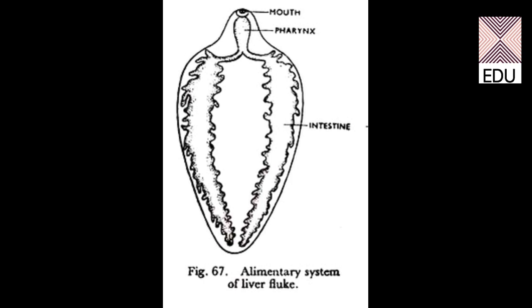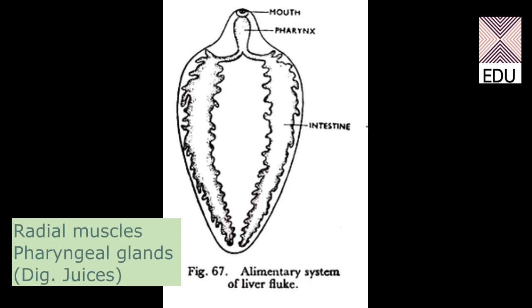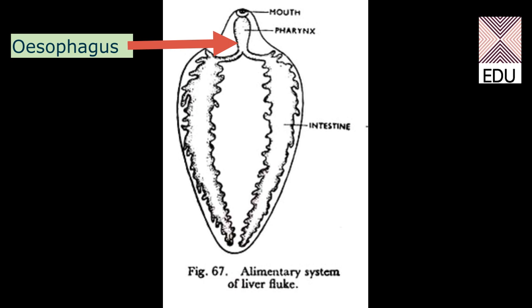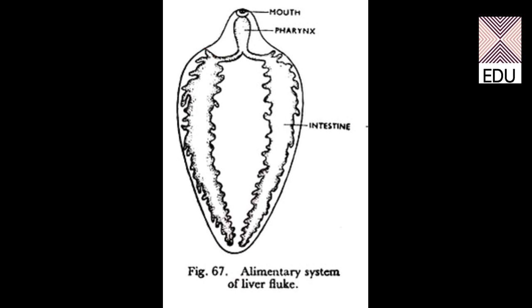So now we can say that the pharynx and oral sucker function together to suck the food in Fasciola hepatica. Now this pharynx is also provided with radial muscles and pharyngeal glands. So it is a very important structure. It is followed by a short and narrow esophagus. The esophagus is quite short, and this is a tube-like structure which takes the food from the mouth up to the intestine.